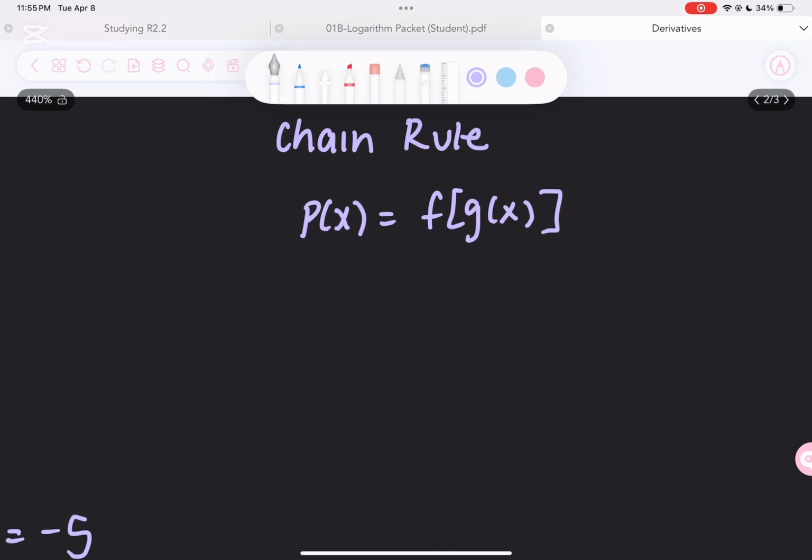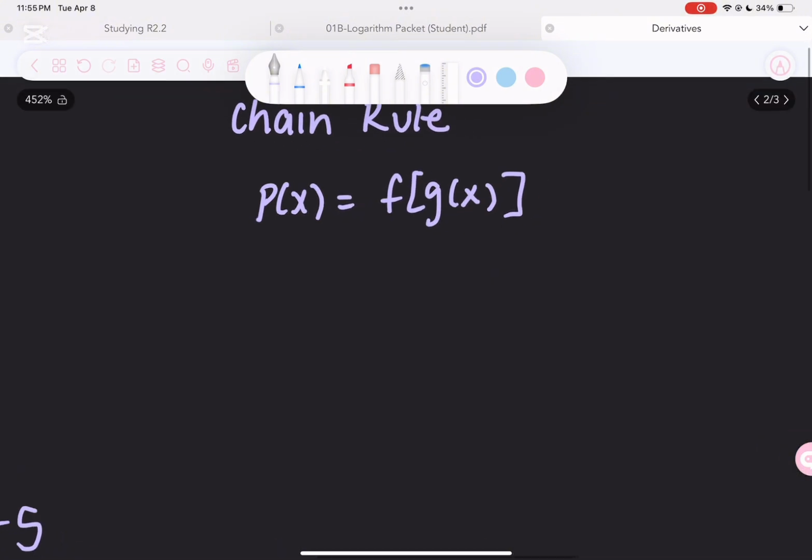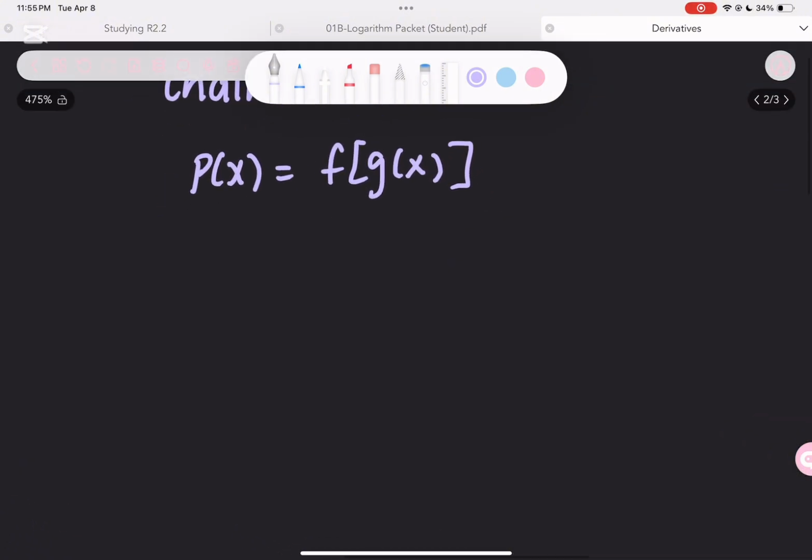So f of g of x. Any x value in the function f of x turns into g of x. So this applies to situations like this. You can take an example here. Also not the easiest example, but this is for myself, not for anybody else.